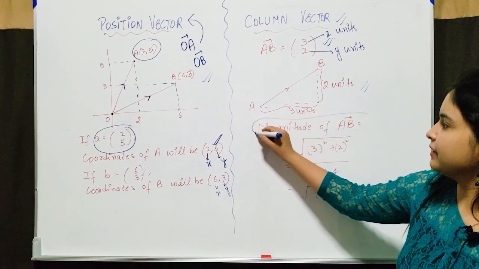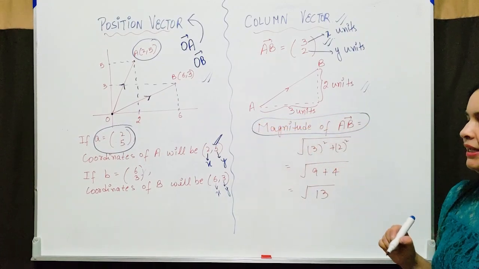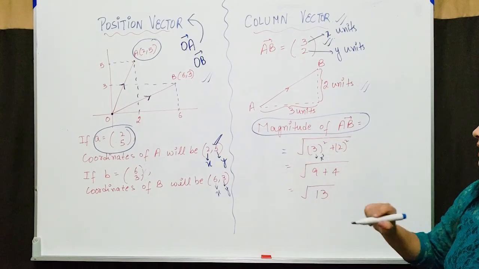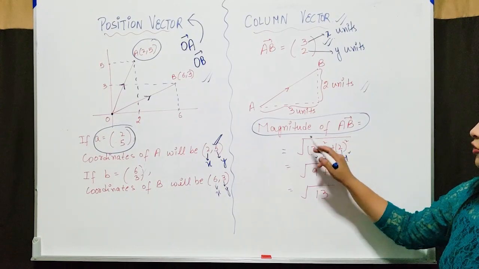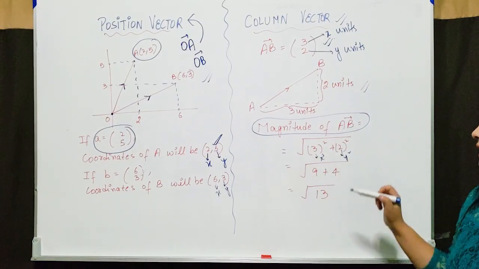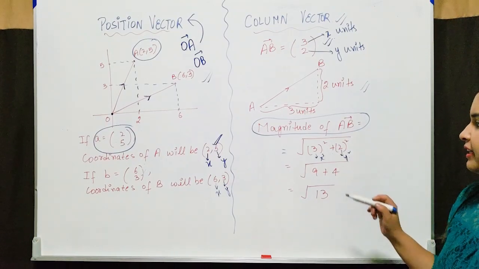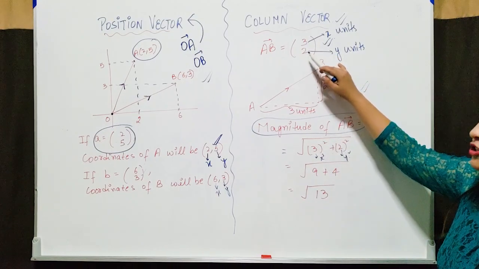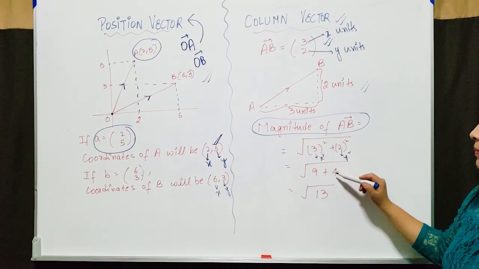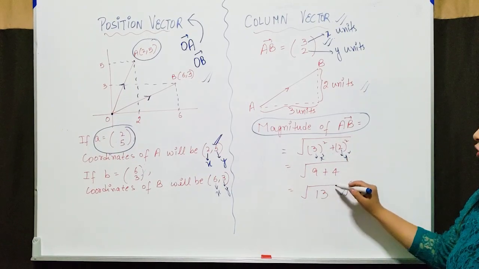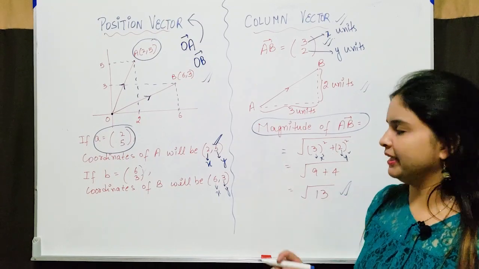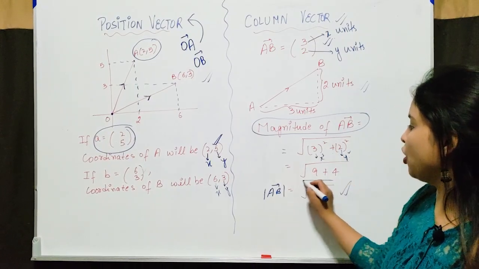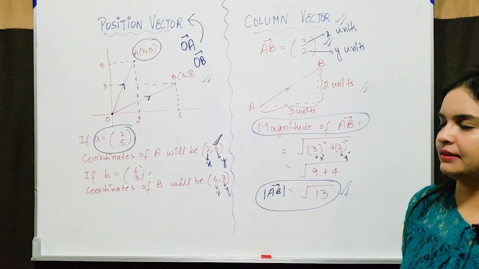Now, we can also find the magnitude of this vector AB. The formula is the square root of the square of the x coordinate plus the square of the y coordinate. Now, what is the x coordinate? 3. So, 3 squared plus the y coordinate 2, 2 squared. So, 9 plus 4 is 13. So, the square root of 13 is the magnitude of AB. And how do we write magnitude? Mod of AB. So, mod of AB is root 13.